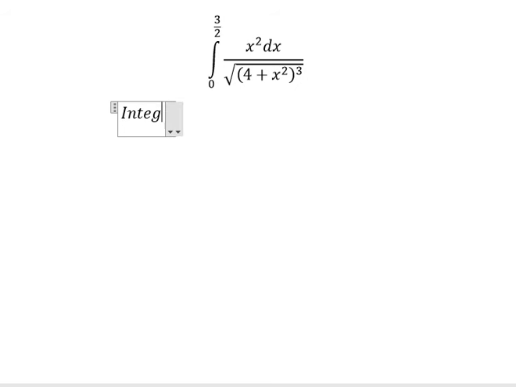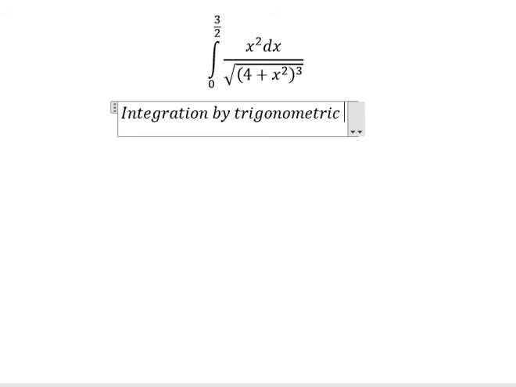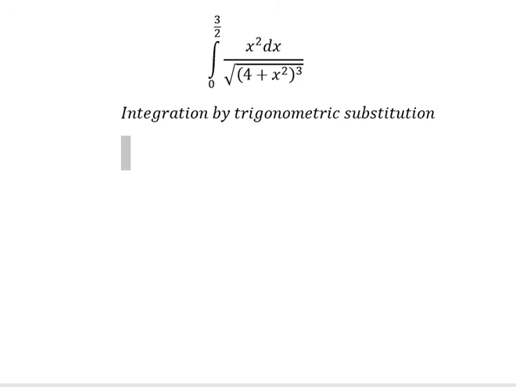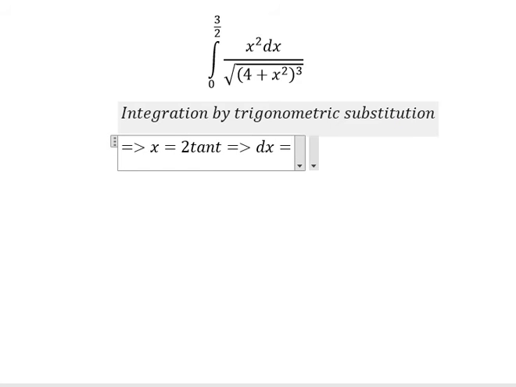We need to use integration by trigonometric substitution. So in here we will have x equal to 2 tan t, dx equals 2 dt over cosine t squared.